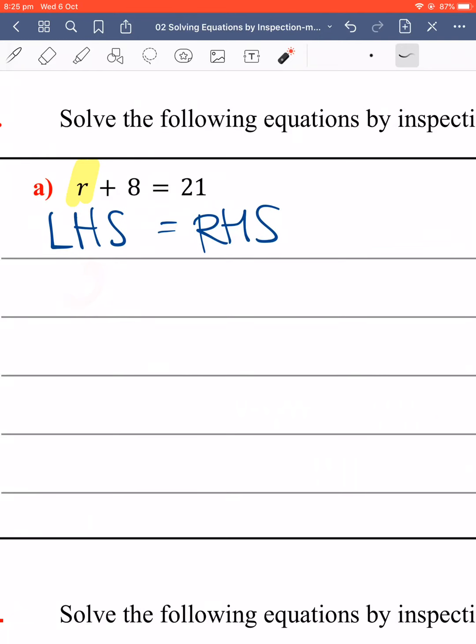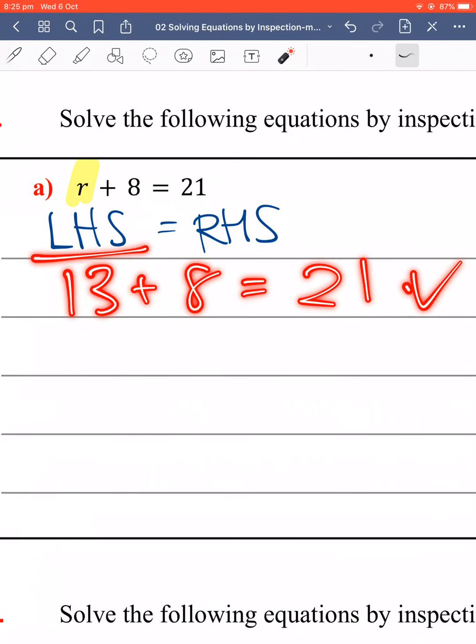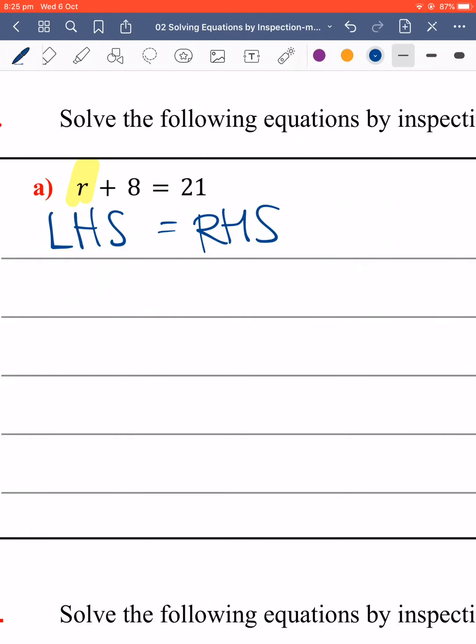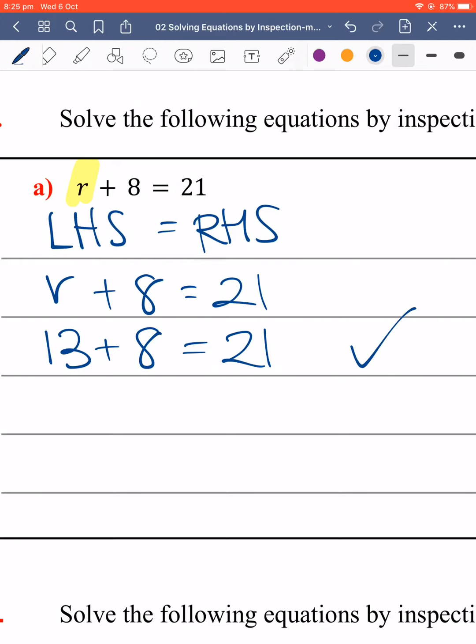Let's try 19 plus 8. Way too big. Let's try a little bit smaller. So I'm now going to try 13. So 13 plus 8 does indeed give me 21. My left-hand side equals my right-hand side. So let's write that all in. So R plus 8 gives me 21. So if I substitute in for my R value to be 13, 13 plus 8 does give me 21. So my R value is 13.